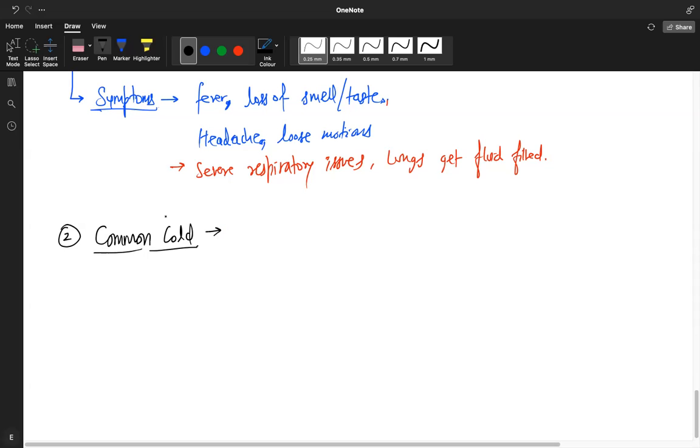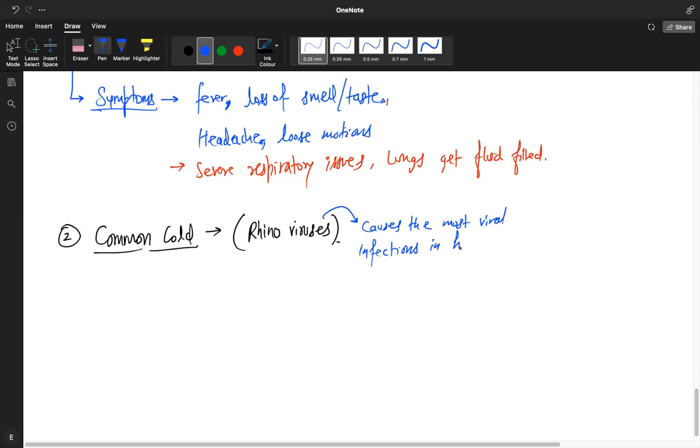Okay. So this is not caused by coronaviruses. This is caused by a group of viruses called rhinoviruses. Okay, rhinoviruses. So this is the group which causes the most viral infections. So this group, write down, causes the most viral infections in humans. Rhinoviruses, okay?